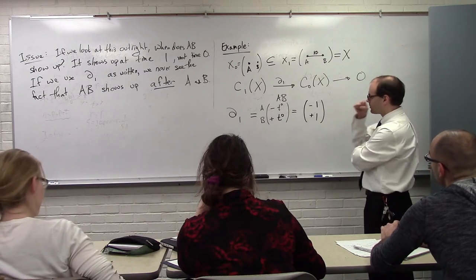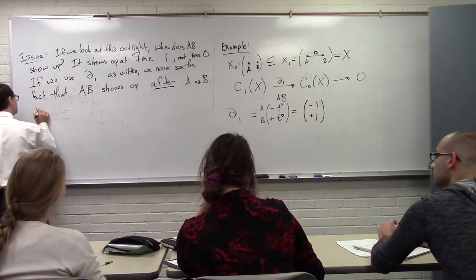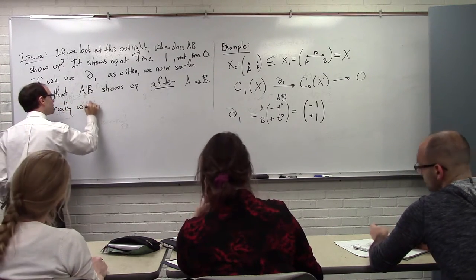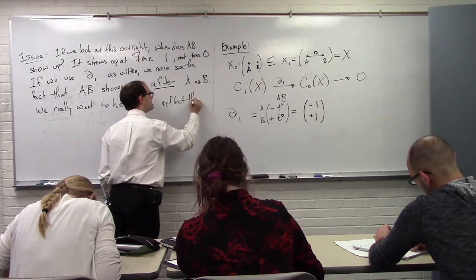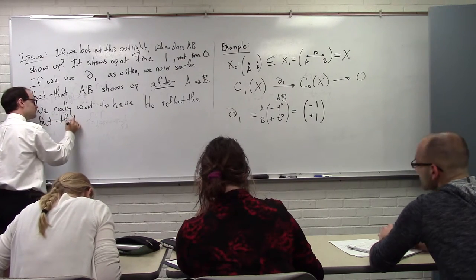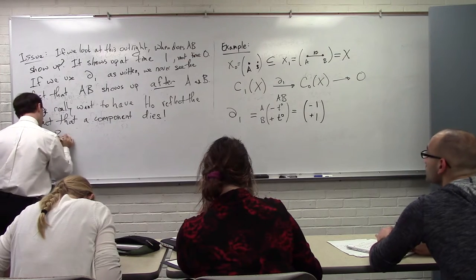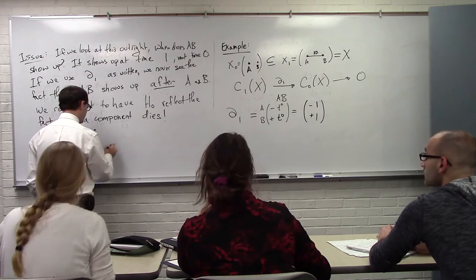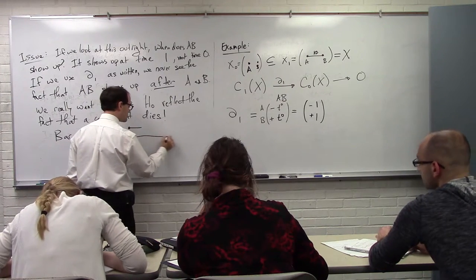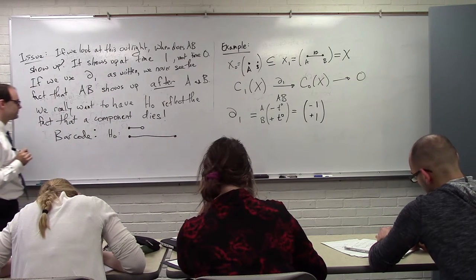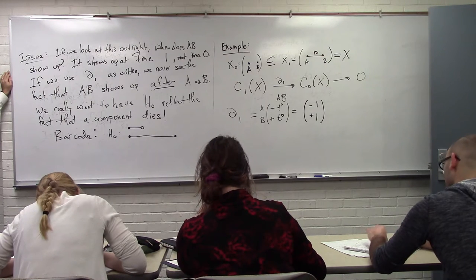Well, if you look at it here, what would you really want to have happen? We really want to have H0 reflect the fact that the component dies. If you look at the barcode diagram, remember this is what we're trying to encode. The barcode diagram should look like this for H0. I should have two connected components. One of them should persist, and one of them should die. This is what we want to have happen.